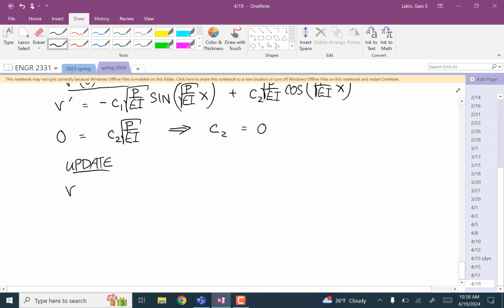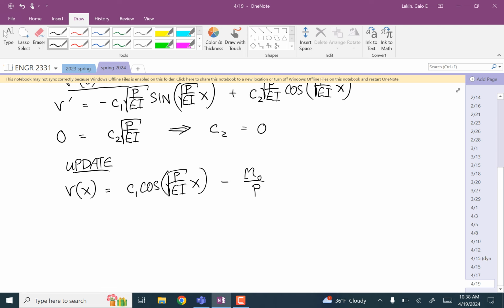And so V is equal to C1 times the cosine of square root of P over EI times X minus M sub 0 over P. Any questions about that first step?